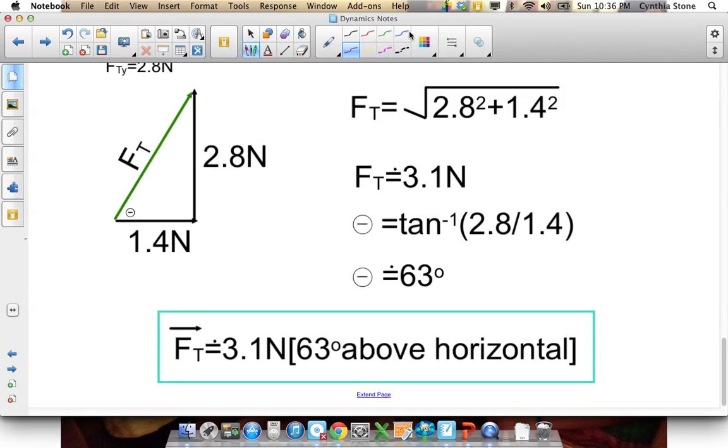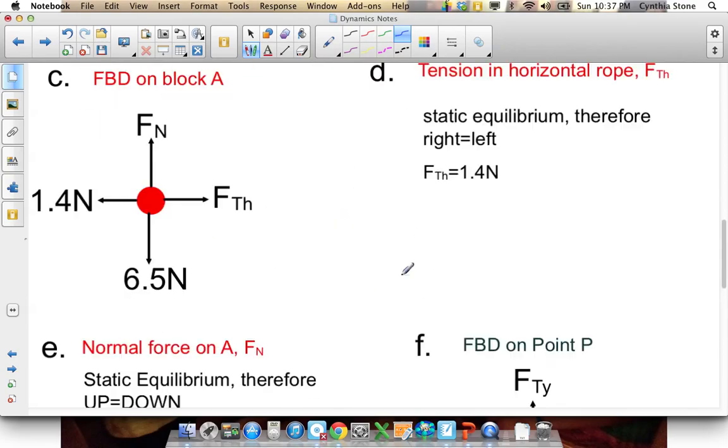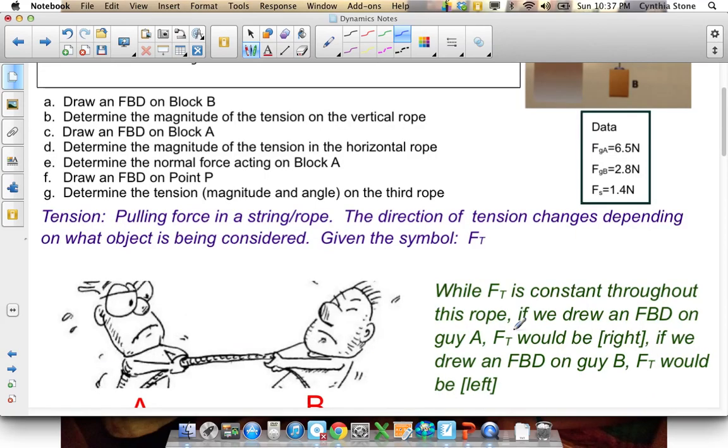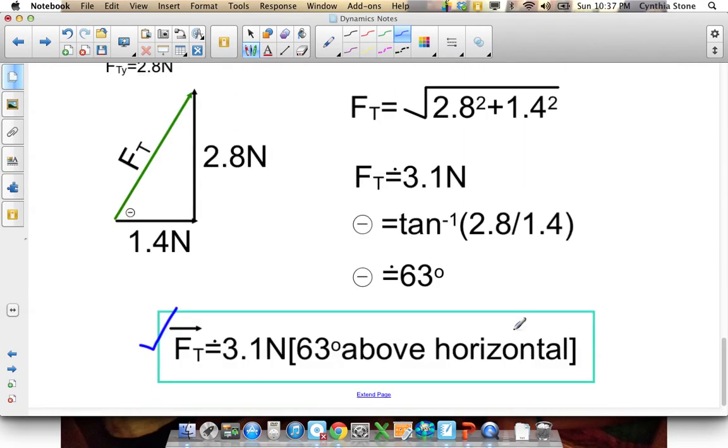I don't know what a reasonable answer for tension is, except that in the scope of the numbers we were given in the question, 3.1 looks like a pretty good one. And as far as 63 degrees for an angle, it actually looks about right, even if you look at the original. If I'd gotten an answer from 40 to 70 or so, I'd say it's probably okay, based just on the picture. So that is looking a little bit at tension and also solving another system of static equilibrium.